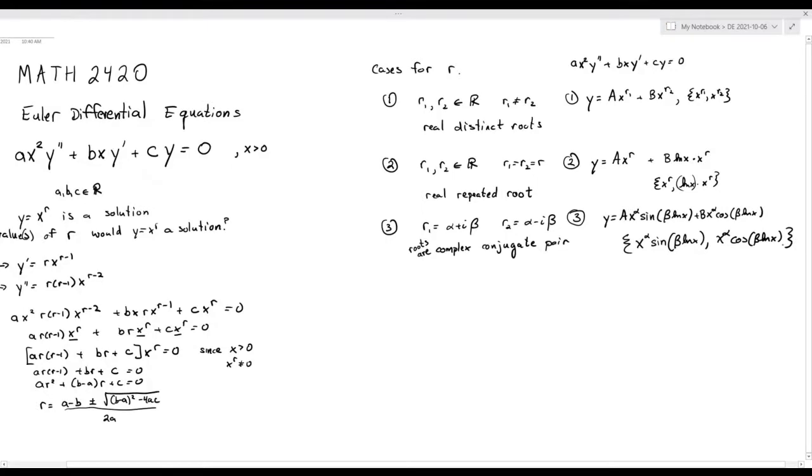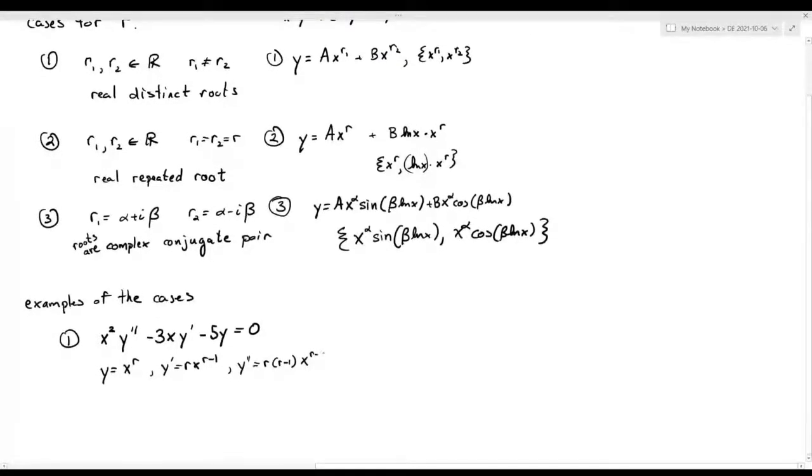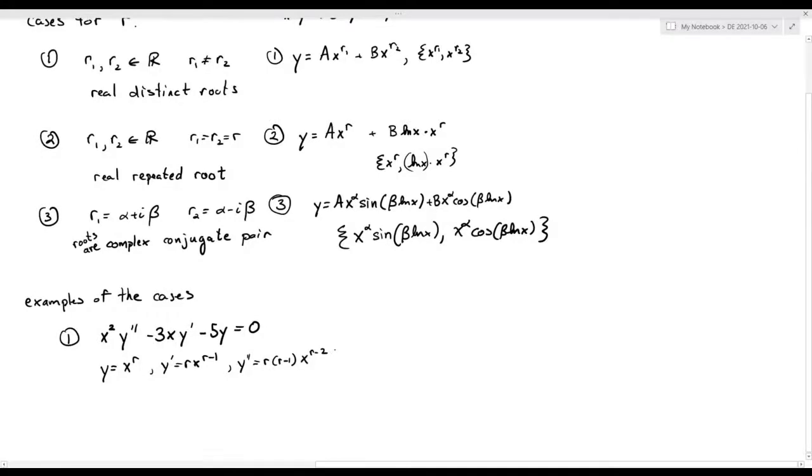Okay, now we're going to go through some examples of these three cases. If we ever forget the polynomial that characterizes this Euler differential equation, you can always quickly rederive it by assuming the solution in the form of x to the r, differentiating a couple times, and then substituting into the differential equation. That will rederive the characteristic polynomial for our Euler equation.